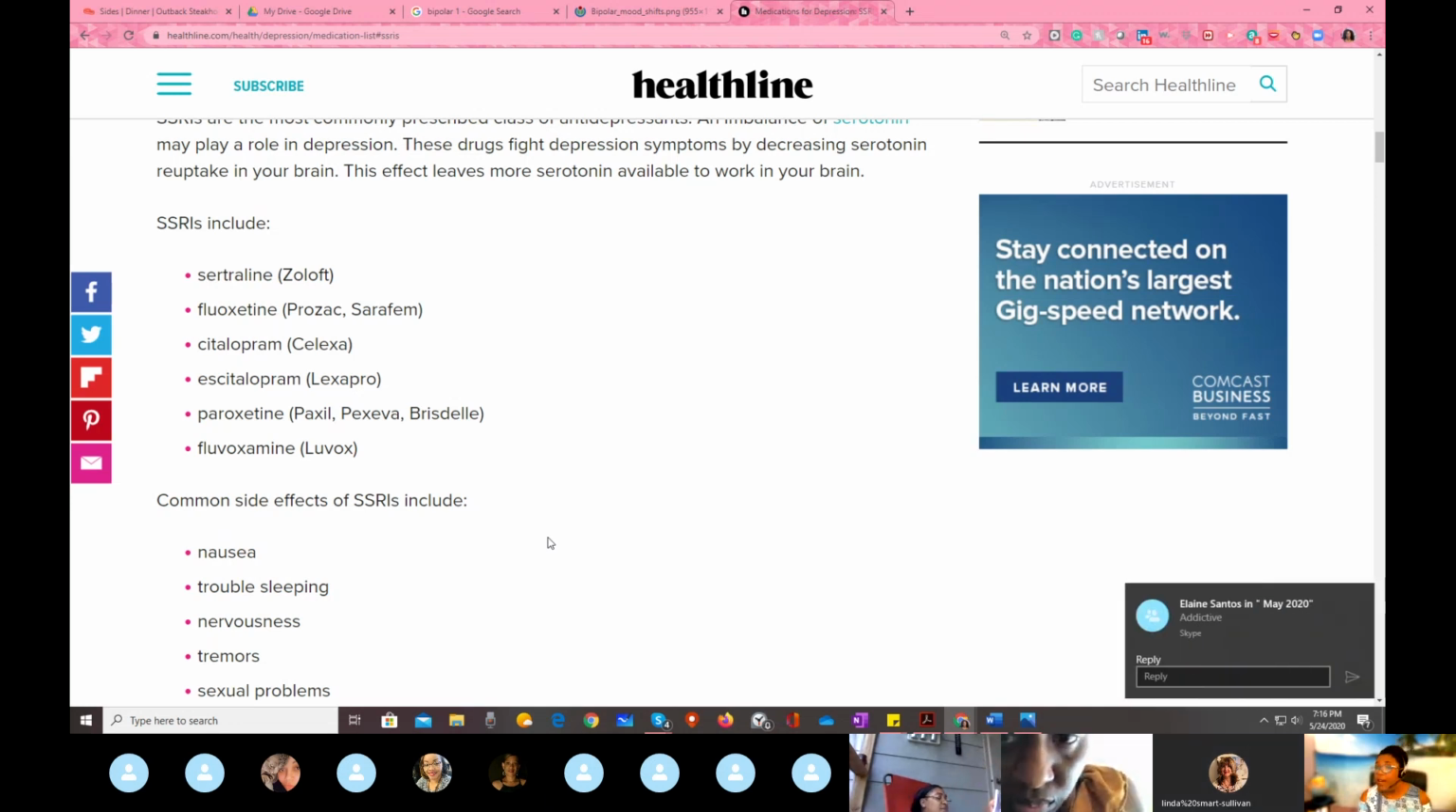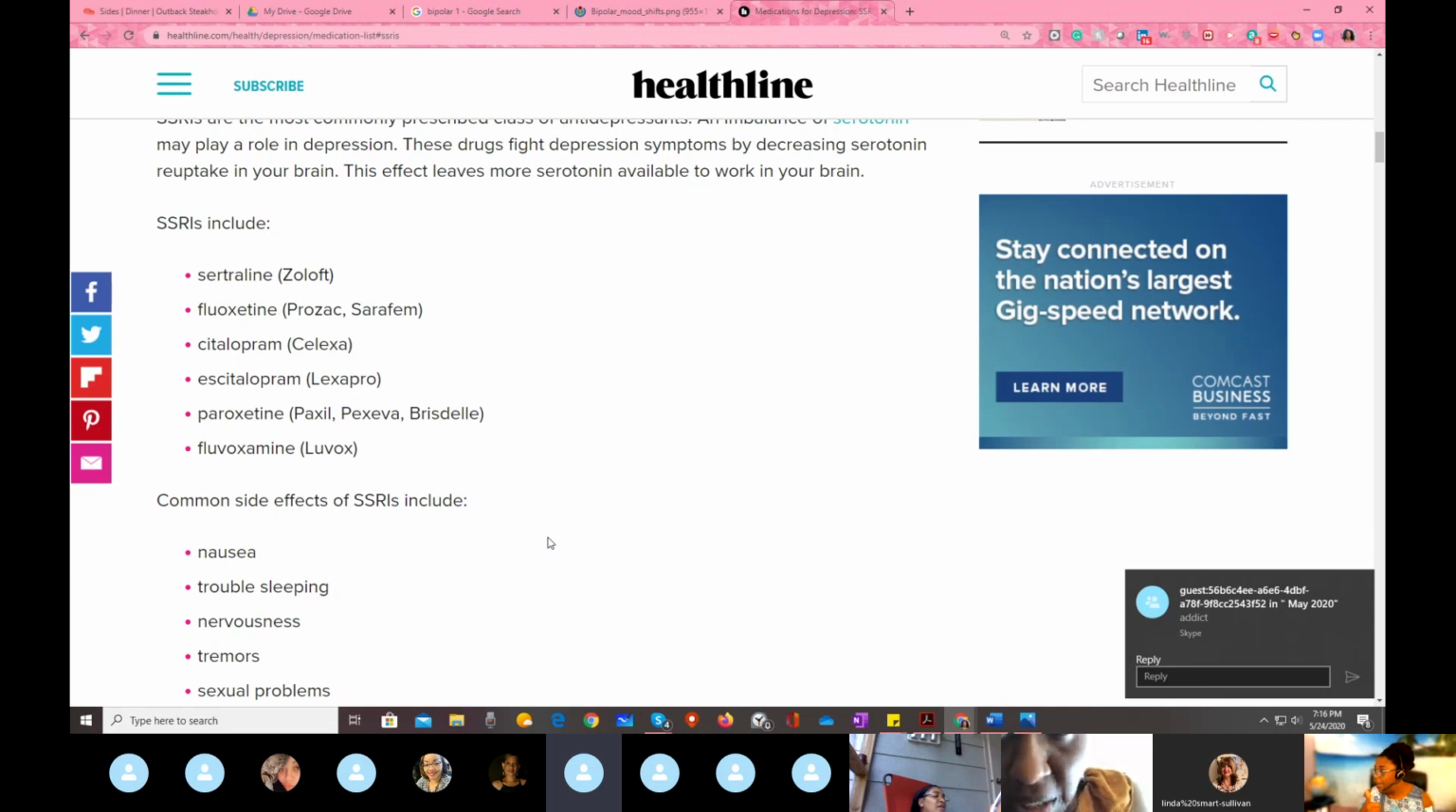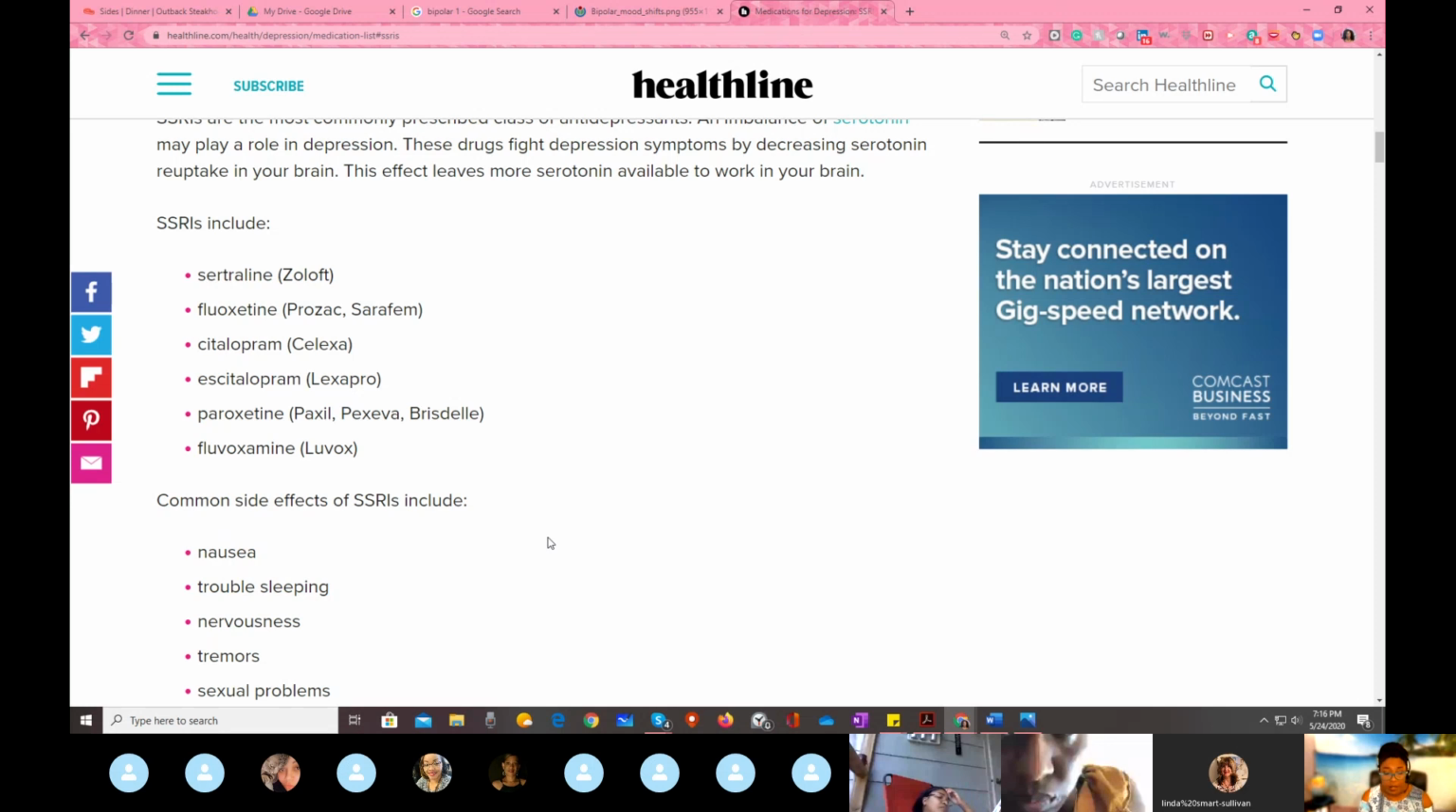So you can take a benzodiazepine PRN, which means as needed. You got it. A PRN is as needed. But I cannot prescribe a benzodiazepine every day.